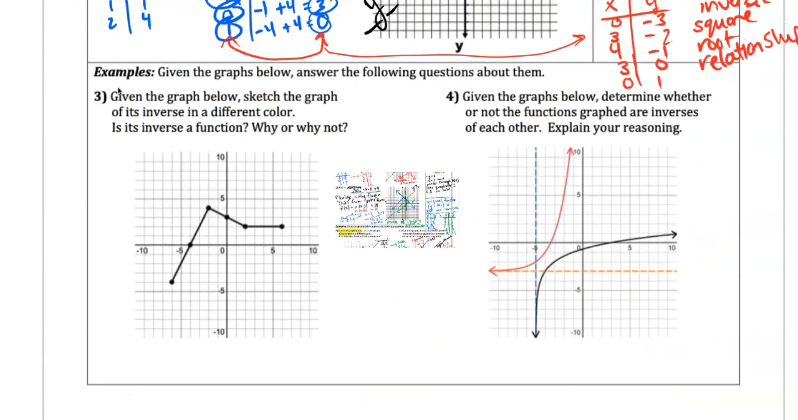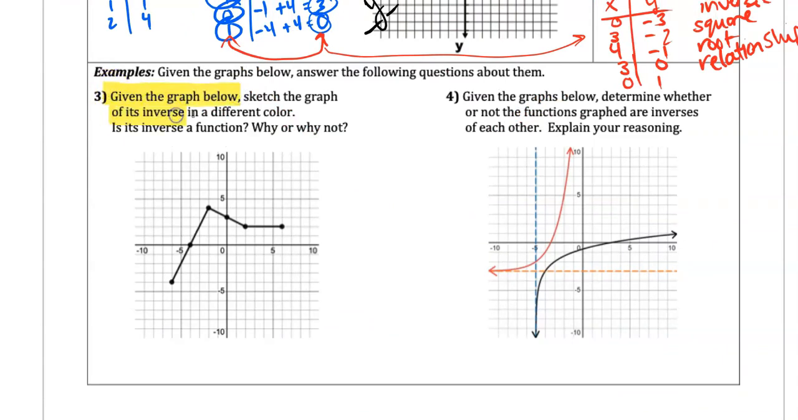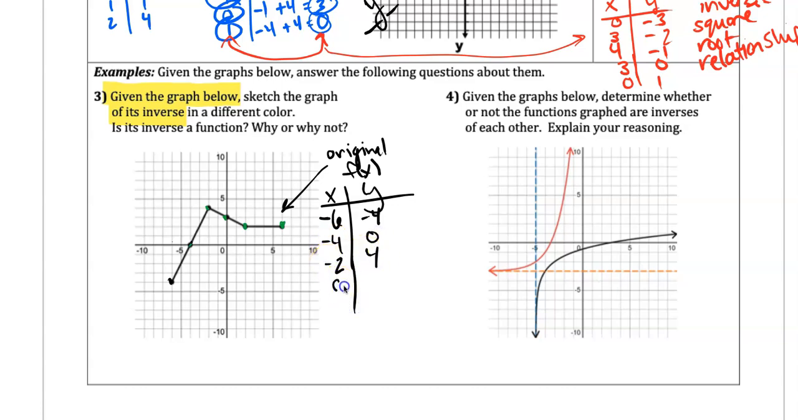The last two examples are if you're just given a graph, could I sketch the inverse? The answer, of course, is yes, because I can take these points from the graph. I don't need the equation. I just need ordered pairs, and I just switch the order of them. So let me make a table of values for the original f of x, the one that I see here. I see that when x is -6, y is -4. And then I have points at (-4, 0), (-2, 4), (0, 3), (2, 2), and (6, 2).